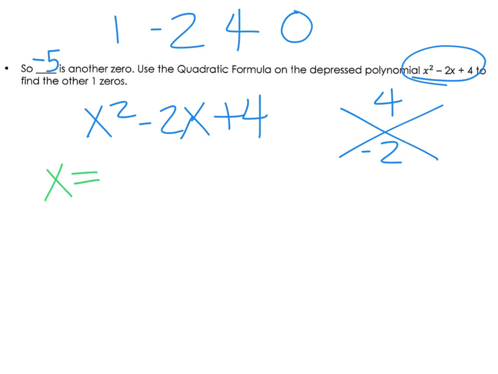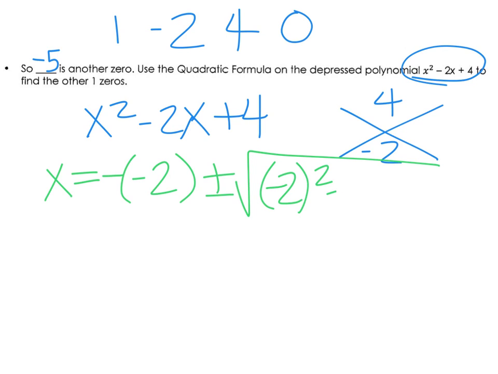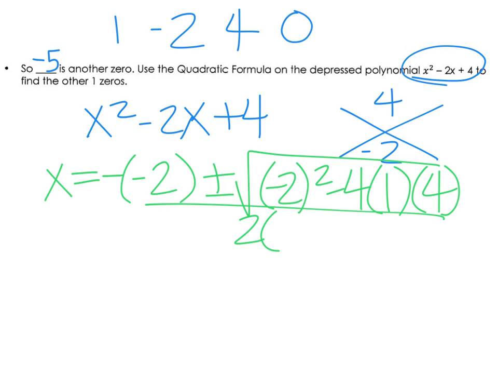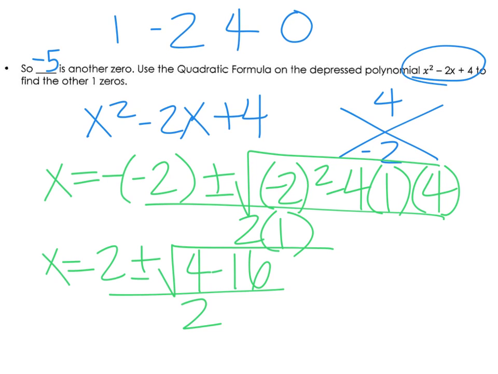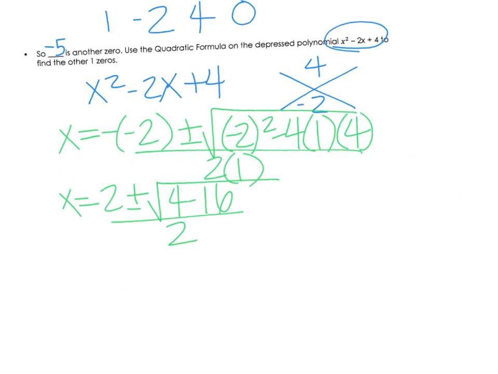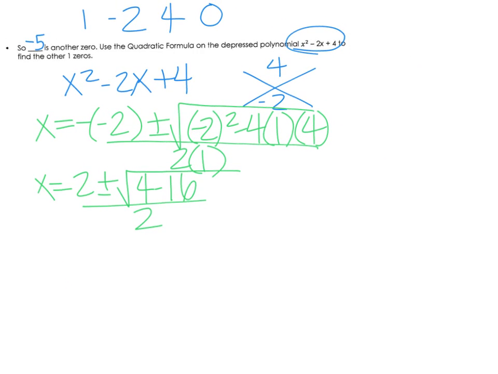So let's say x equals -b plus or minus the square root of b squared minus 4 times a times c all over 2 times a. X equals 2 plus or minus the square root of 4 minus 16 all over 2. Let's move this up so we've got some more space. X equals 2 plus or minus the square root of -12 all over 2.